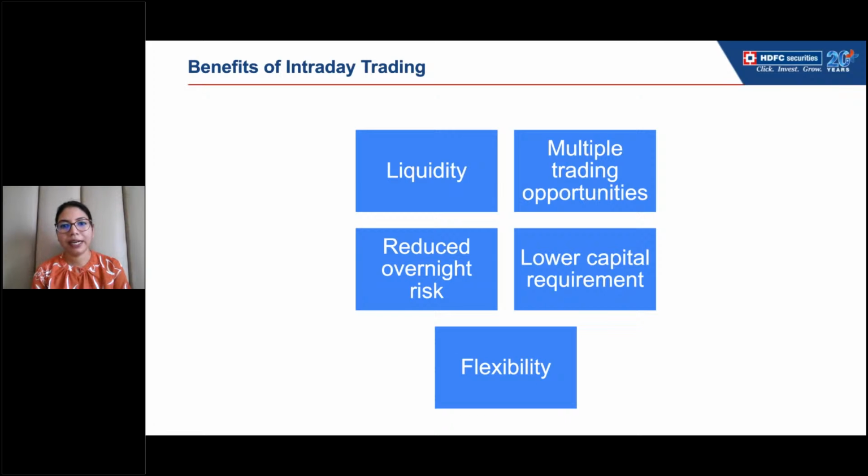All right? Why? Because you have to enter and also exit in some time. It will be a very short time frame trade, right? So whoever is an intraday trader, that person will ensure that liquidity is very high in that particular contract. All right? So by default, when you choose the strikes or the options, the liquidity will be high for such kinds of contracts. Next is multiple trading opportunities.